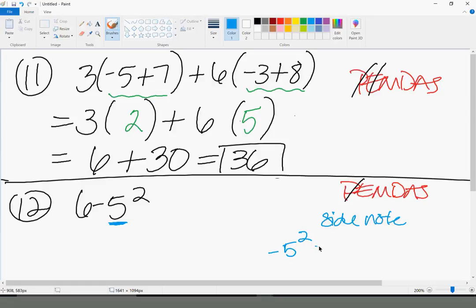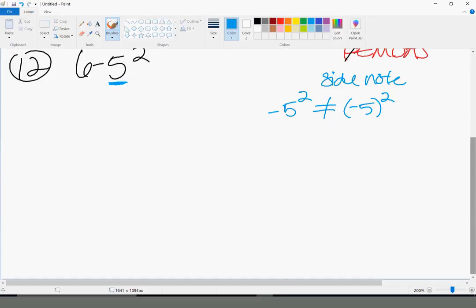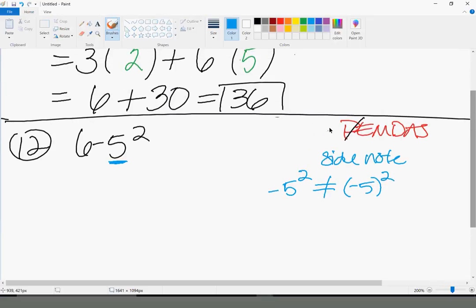Okay, negative 5 squared is not the same thing as negative 5 in parentheses squared. This is very important to talk about. Because what this first thing is saying is negative times 5 squared. Remember I said whatever is directly to the left, whatever is touching the exponent, is the base of the exponent. So what this is saying is negative 5 times 5.